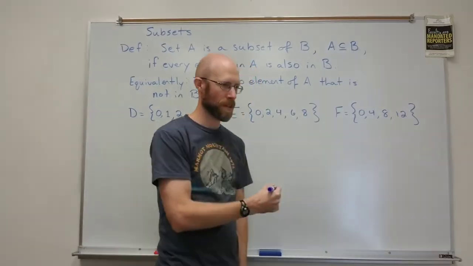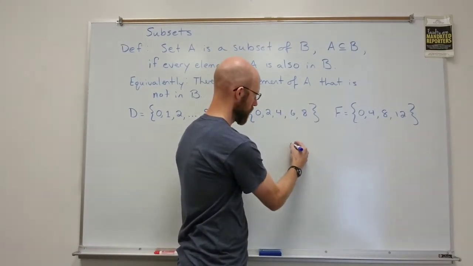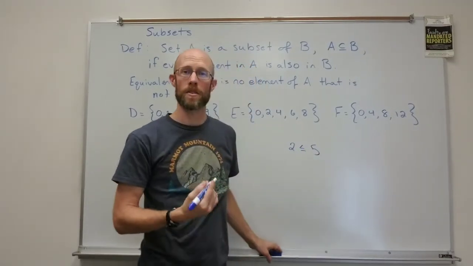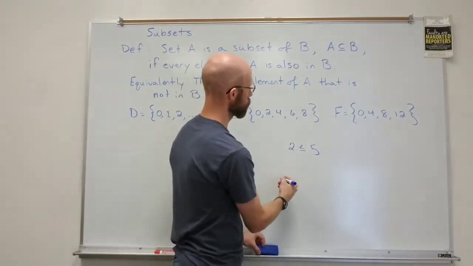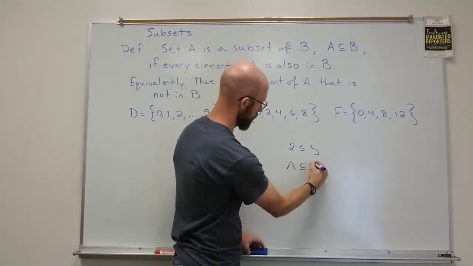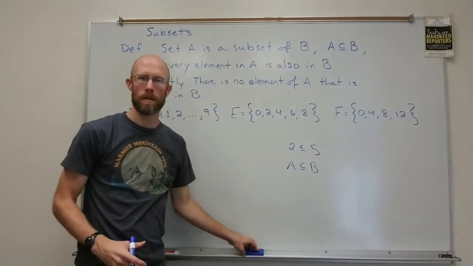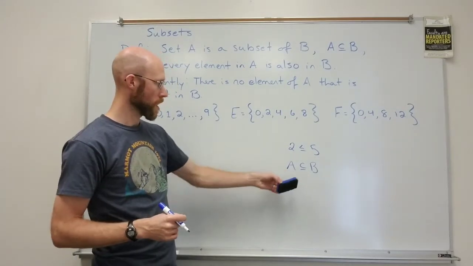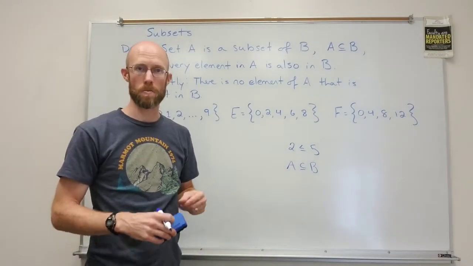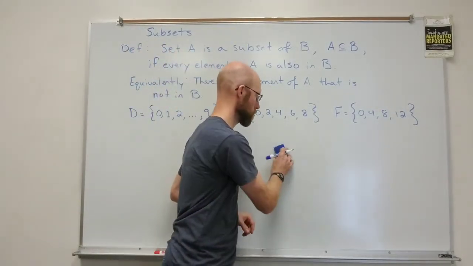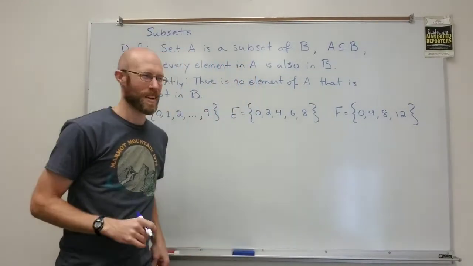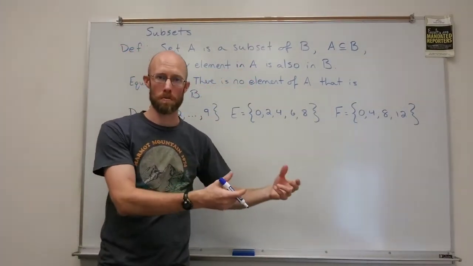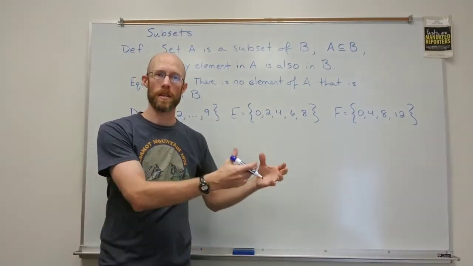In algebra, you might see the number 2 is less than or equal to 5. This is a similar type of symbol, except it's round. So A is a subset of B. A is typically smaller, though we'll talk about some exceptions there. And B is typically bigger in terms of the number of elements, with some weird exceptions. Every element in A has to also be in B. Every element of the subset is in the original set.